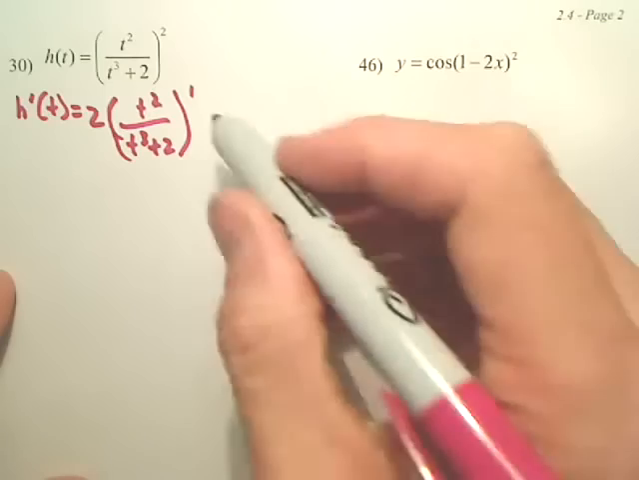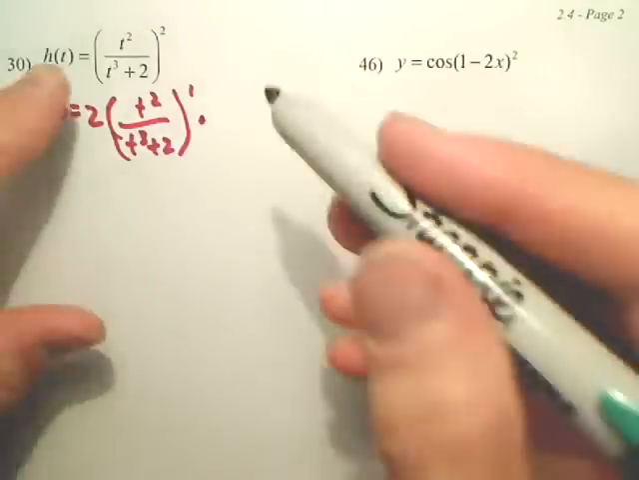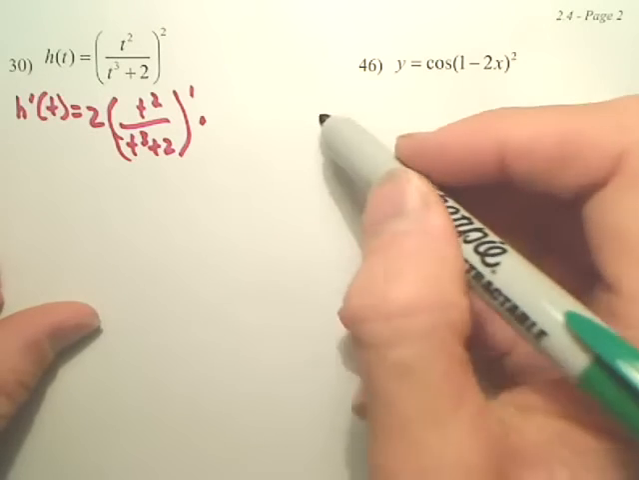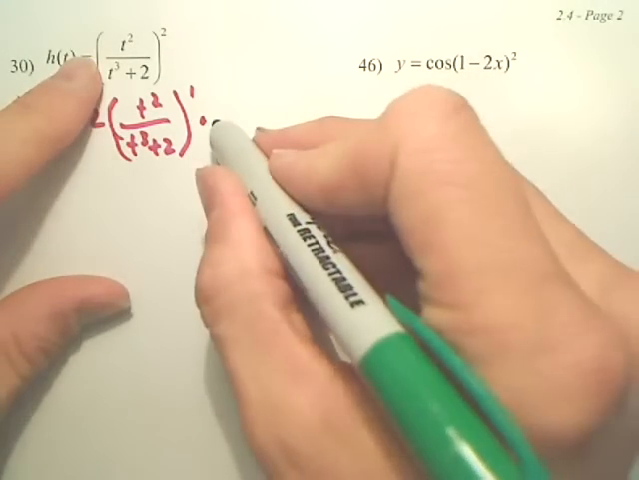Now I have to derive the inside. That's the ugly part of this problem: deriving the inside and then simplifying. So we have to now derive this inside. That's the second part of the chain rule. This is a quotient rule, so it's going to be kind of long.